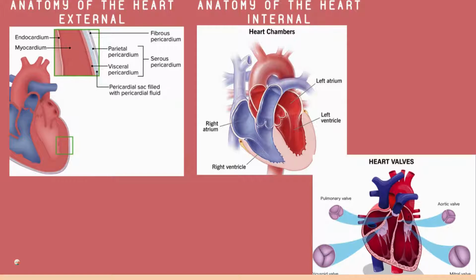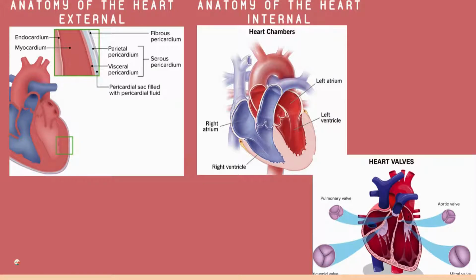There is also a pericardial sac. Basically, there is a pericardial cavity, which is filled with the pericardial fluid, and this cavity is present between the serous pericardium's two layers, that is, the parietal pericardium and the visceral pericardium.